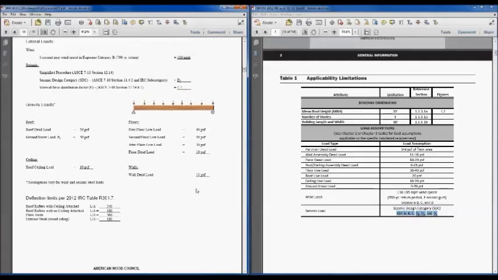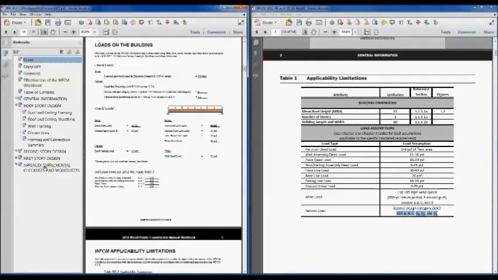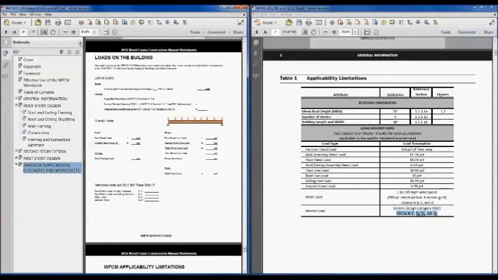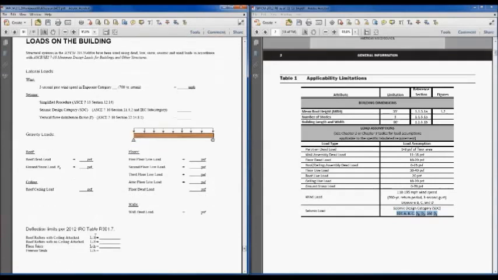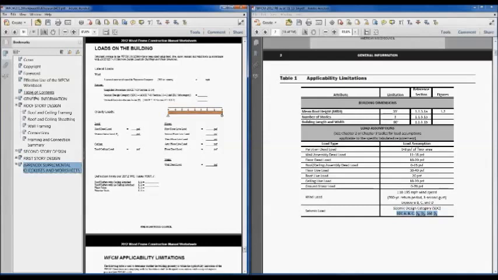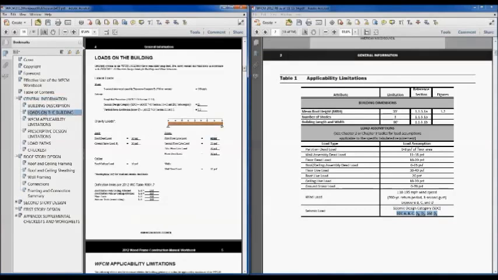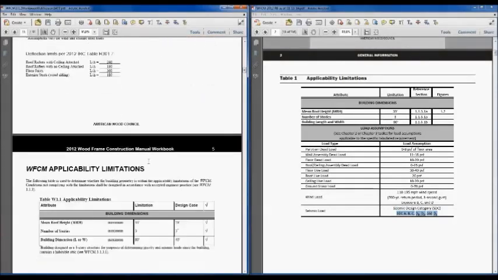One more thing I'll mention: you see that we've filled in the blanks for some of these loading conditions. In the back of the workbook, I'm going to jump to the appendix. There's a supplemental section that has some of these checklists and worksheets. Here you can see a blank worksheet, similar to what we've laid out here, that you can print out if this is helpful to you in your design process. So I'm going to jump back into the loads and where we were, and then move on into some of the applicability limitations.